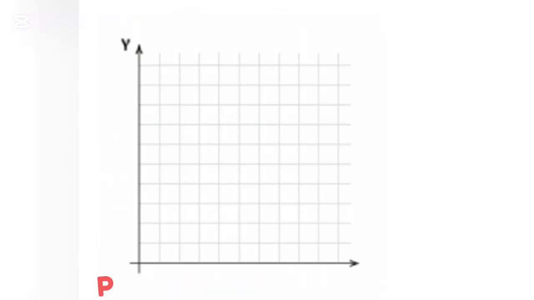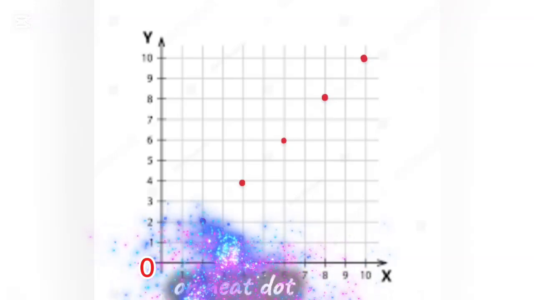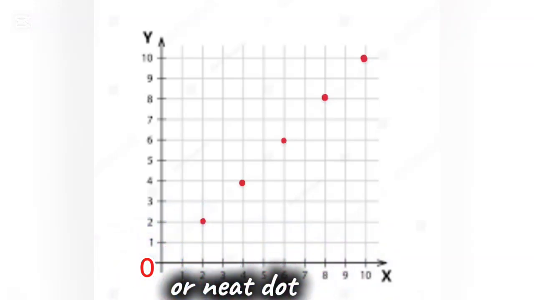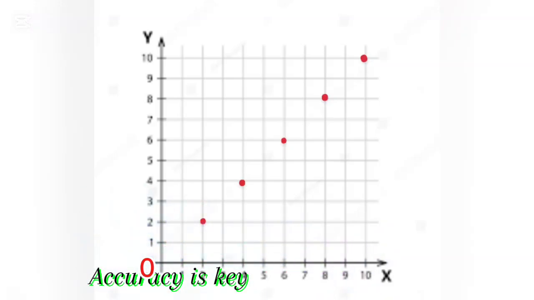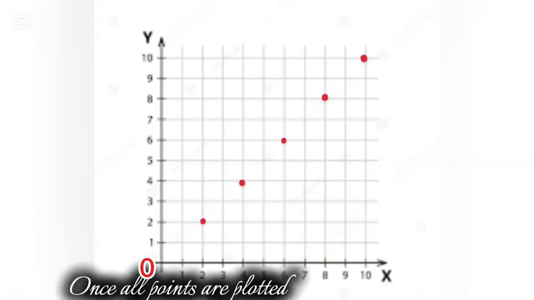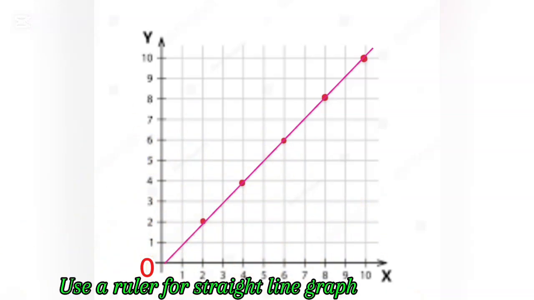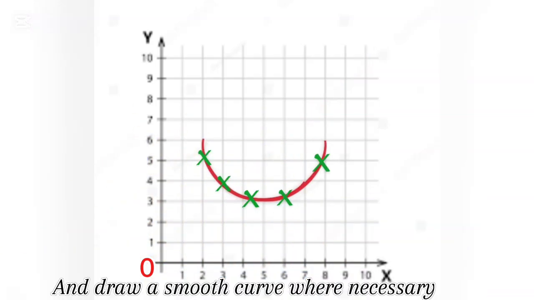After that, plot your points. Mark each point carefully using small, sharp crosses or neat dots, maybe inside small circles. Accuracy is key, so take your time while plotting. Once all points are plotted, draw the line of best fit or curve. Use a ruler for straight line graphs and draw a smooth curve where necessary.